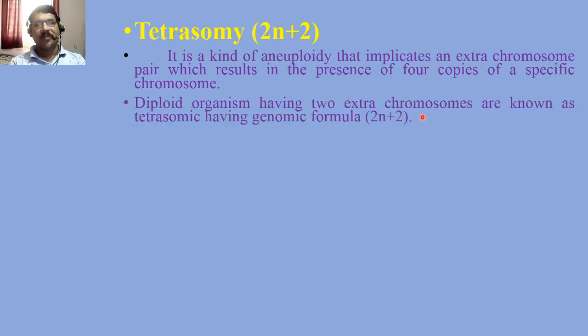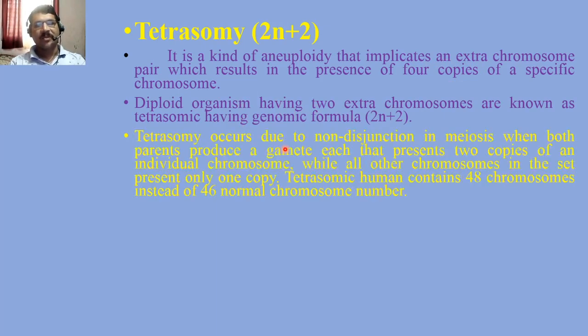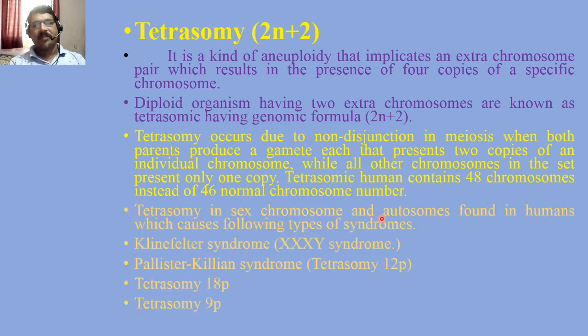Diploid organisms having 2 extra chromosomes are known as tetrasomic, having genomic formula 2n+2. Tetrasomy occurs due to non-disjunction in meiosis, when both parents produce gametes that each present 2 copies of an individual chromosome, while all other chromosomes in the set present only 1 copy. Tetrasomic humans contain 48 chromosomes instead of the normal 46. This tetrasomy may cause some disorders in humans.